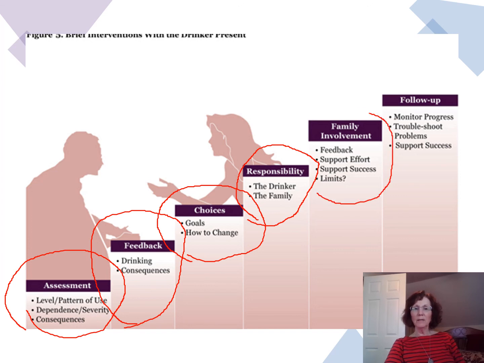Family involvement, if that happens, we give feedback and support the efforts, successes, and we support boundaries. We follow up. We monitor the patient and family progress. We troubleshoot any problems, and we always support successes.